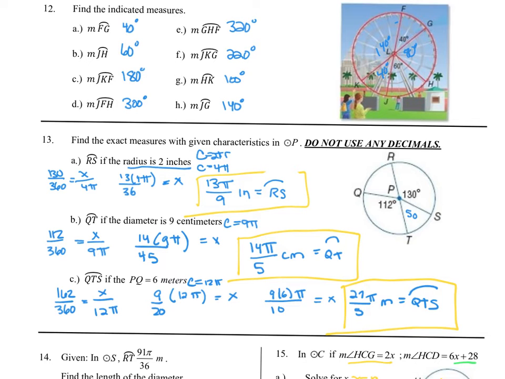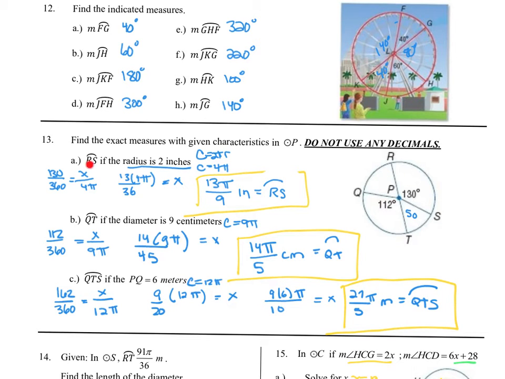Okay, so let's look at, it says to find the exact measures with a given characteristic. So looking at this over here for all three of them. It says that we want to find the length of arc RS if the radius is 2 inches. If the radius is 2 inches, then I know that circumference is equal to 2 pi r, and so the circumference is 4 pi.